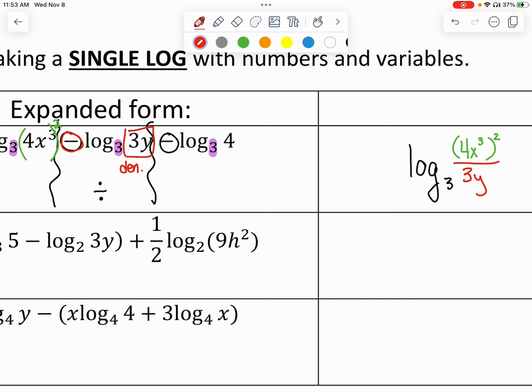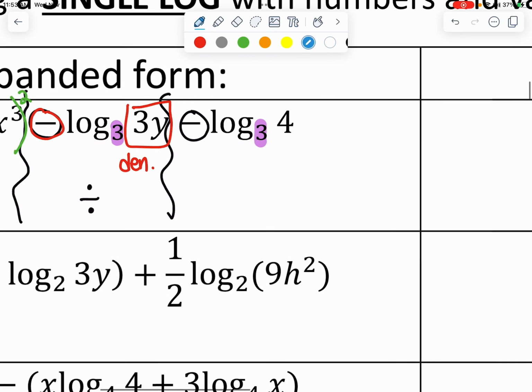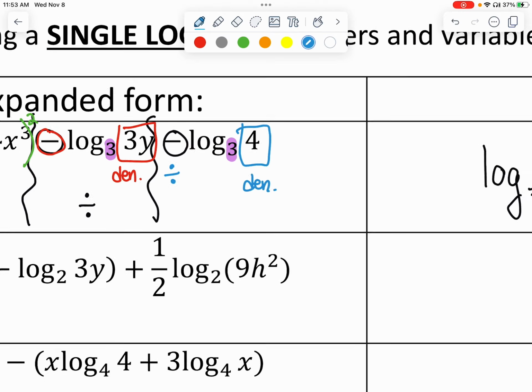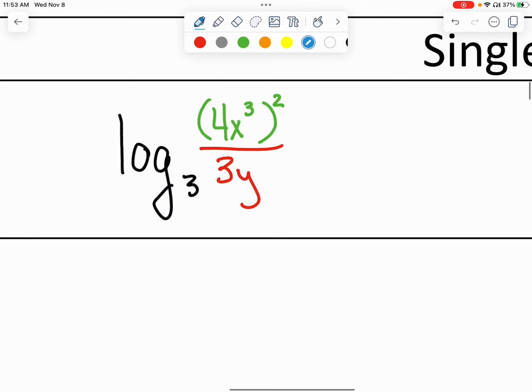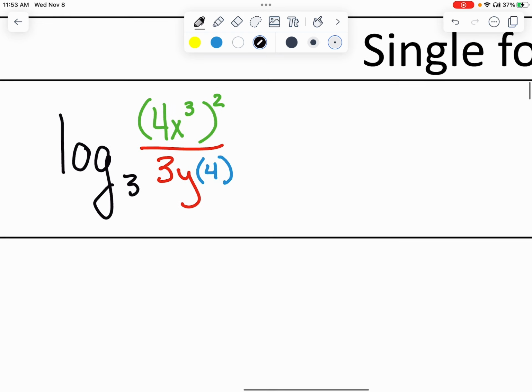And now I'm going to go to my next log. I see another minus sign, so that means, again, this 4 is going to be a division problem. So the 4 is also going to go in the denominator. I'll use parentheses so I don't get too confused, because sometimes it looks like 34, but it's 3 times 4.